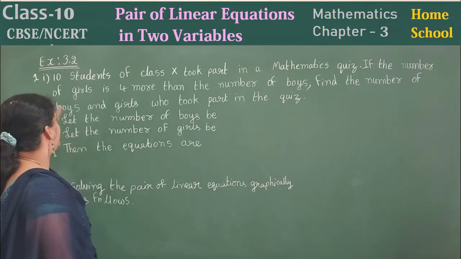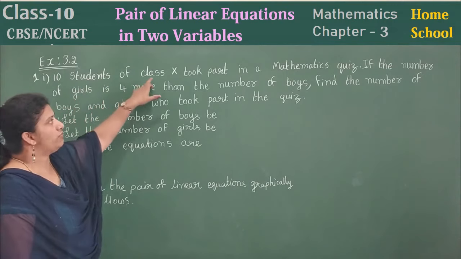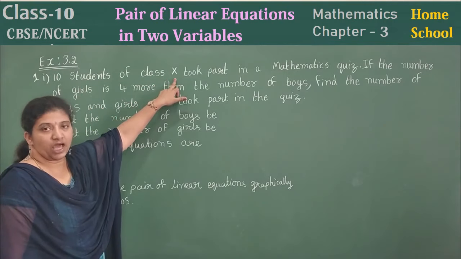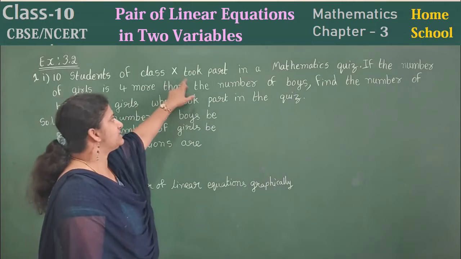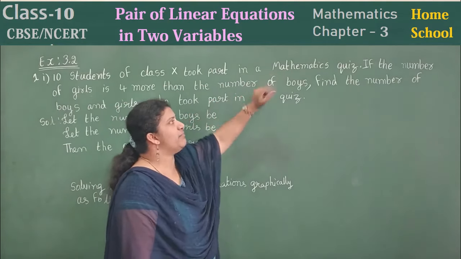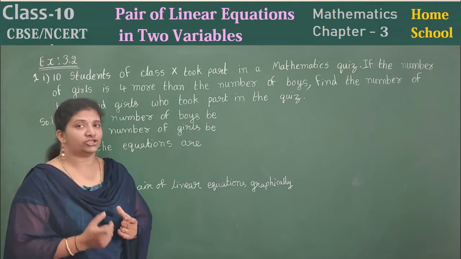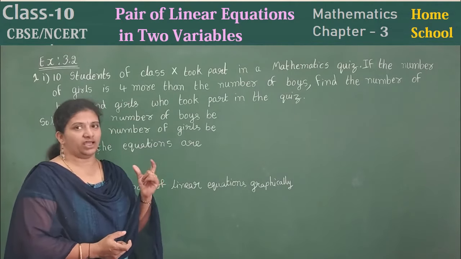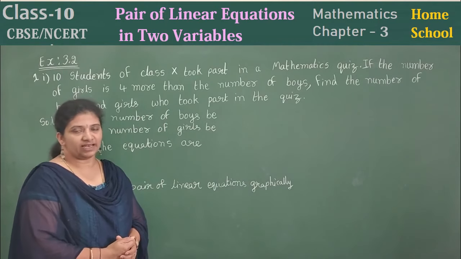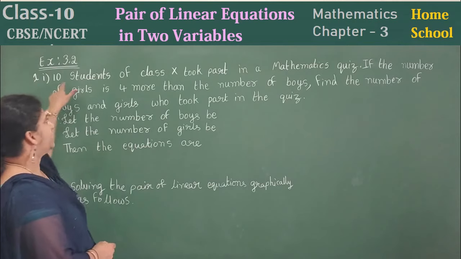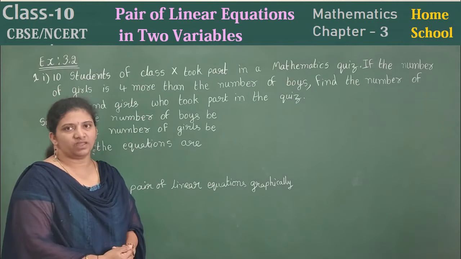Let's read the problem here. First one: 10 students of class 10 took part in a mathematics quiz. See here children, to frame a linear equation in two variables, one equation part statement is completed. So once again, let's read this statement here. 10 students of class 10 took part in a mathematics quiz.